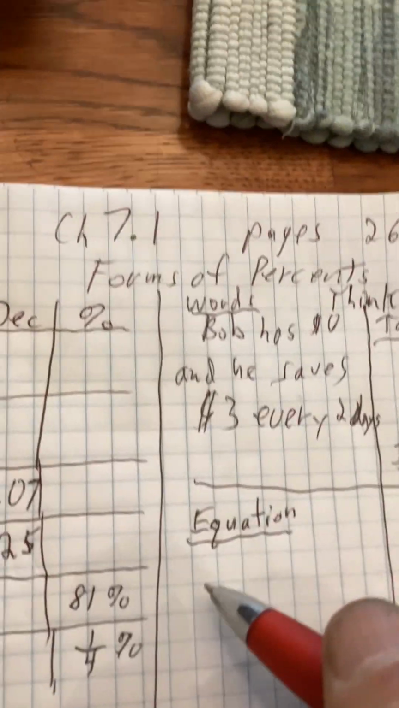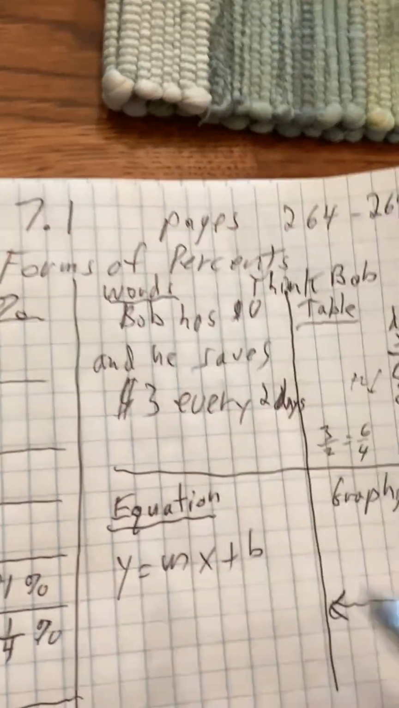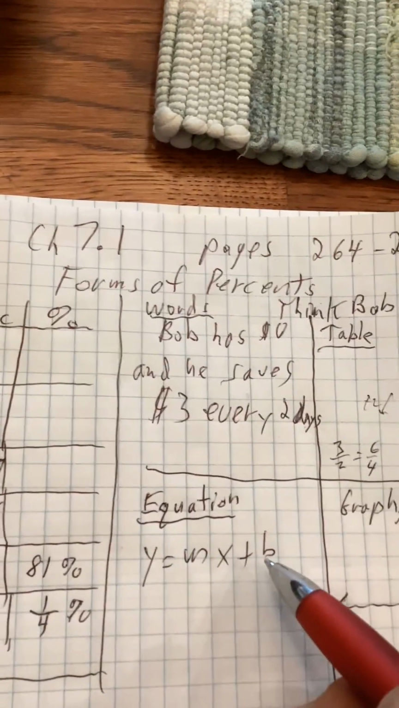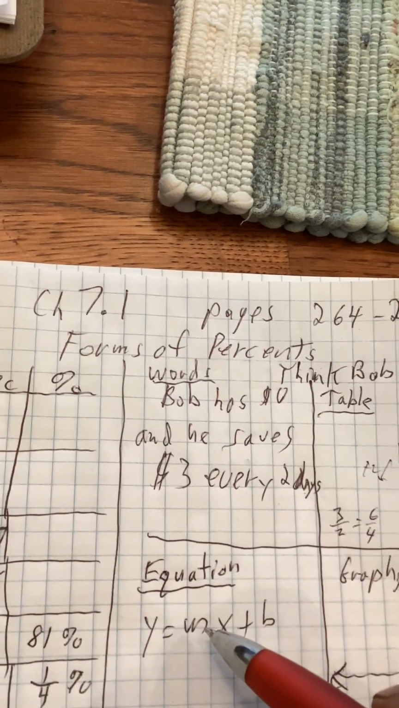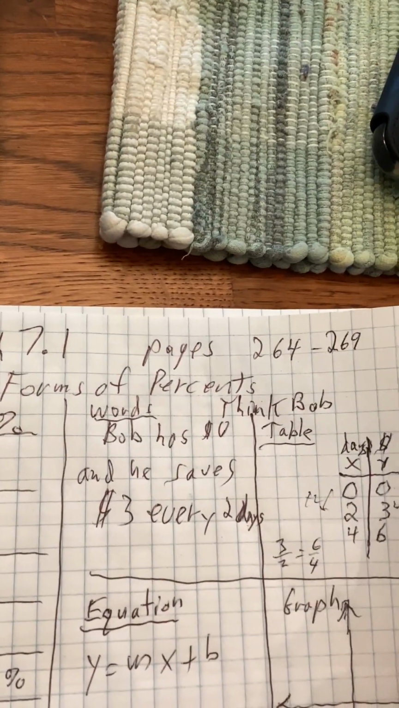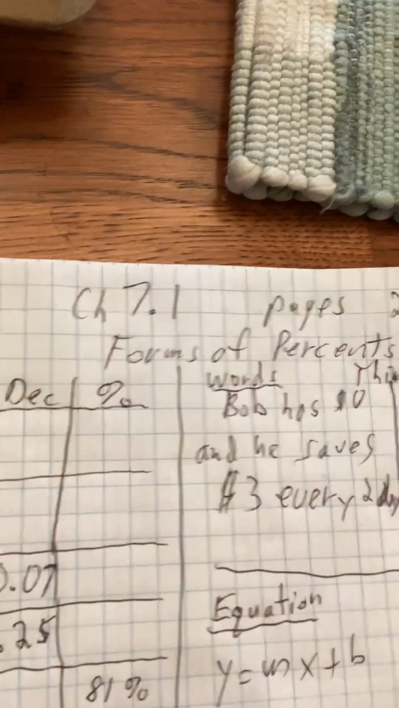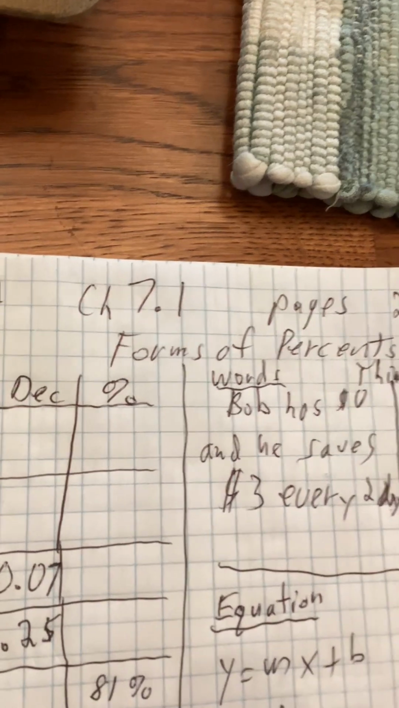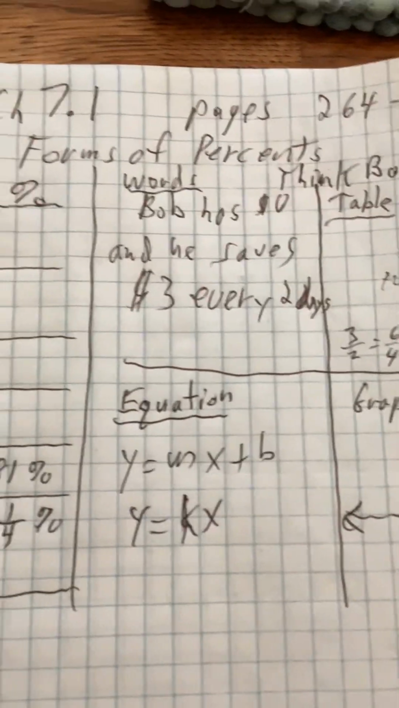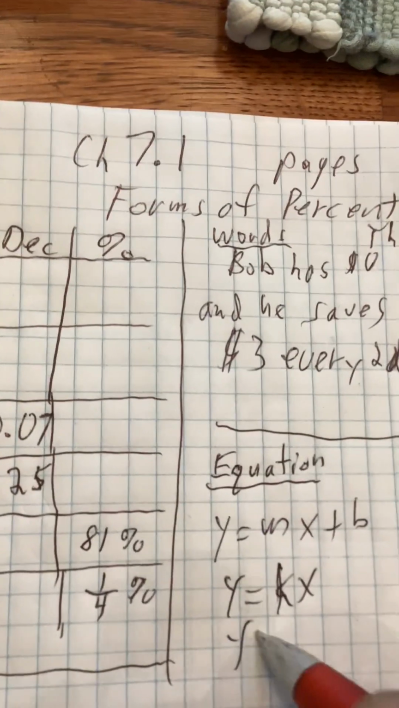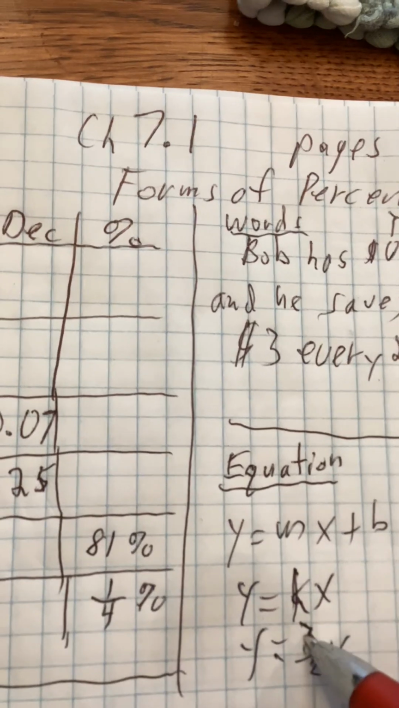Your equation, y equals mx plus b. This is the equation you're going to get used to in the future, where m is the slope and b is the y-intercept, which is your rate of change, which is just going to be 3 over 2, your change in y over change in x. But if it's proportional, you can just do y equals kx. K stands for your constant of proportionality, or your rate of change. And so your equation is just y equals 3 over 2 x.